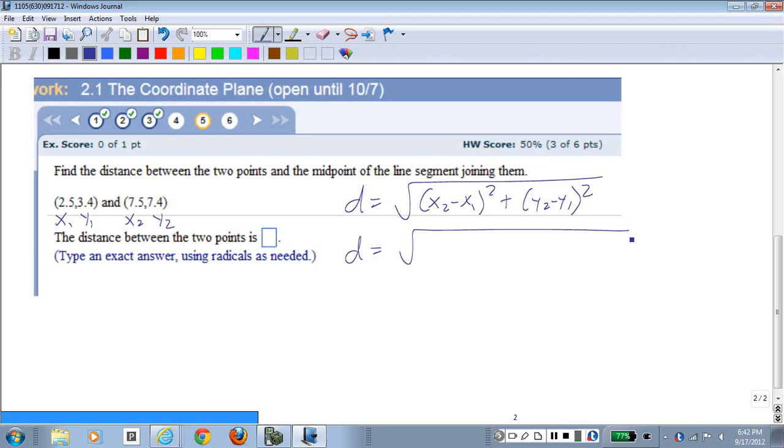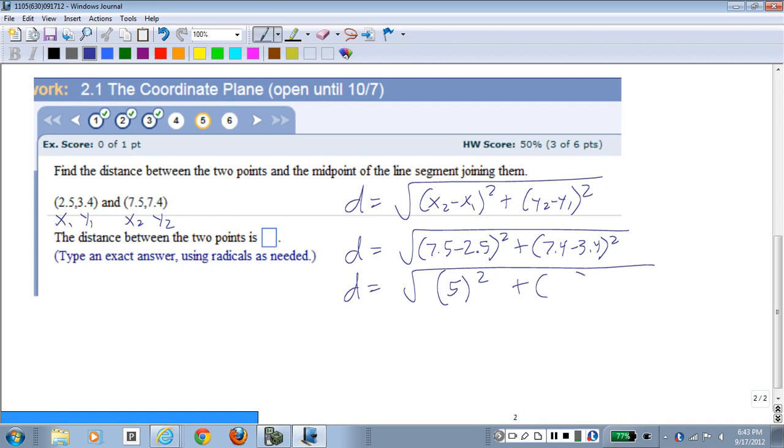So neither x sub 1 nor x sub 2 is an integer, but their difference is. It's going to be 7.5 minus 2.5, and then we'll square that. Also, the difference between the y-coordinates is an integer. 7.4 minus 3.4. Take the difference and square that. So 7.5 minus 2.5 is 5. 7.4 minus 3.4 equals 4, or 4.0.